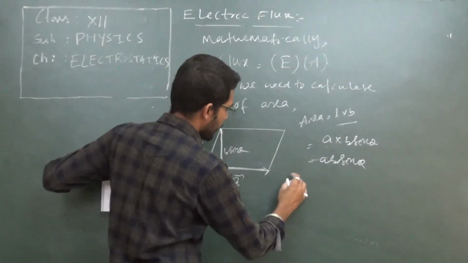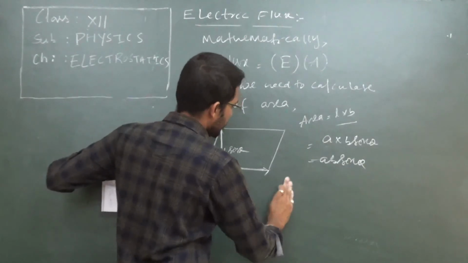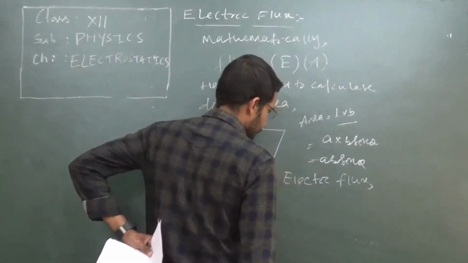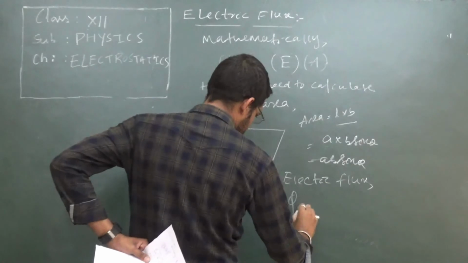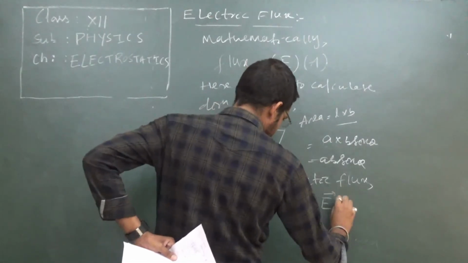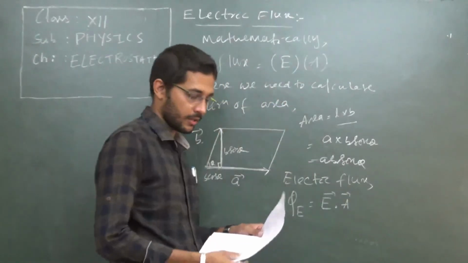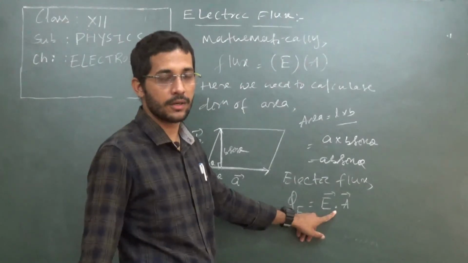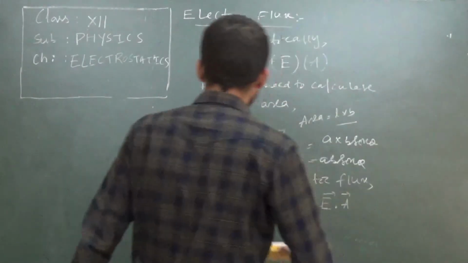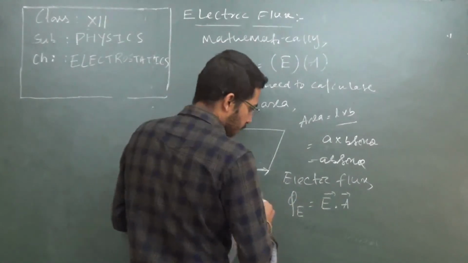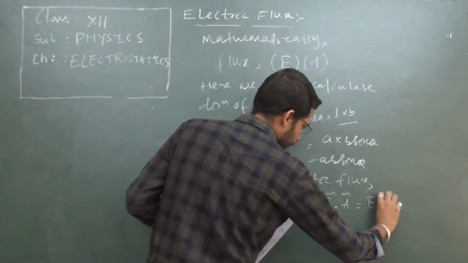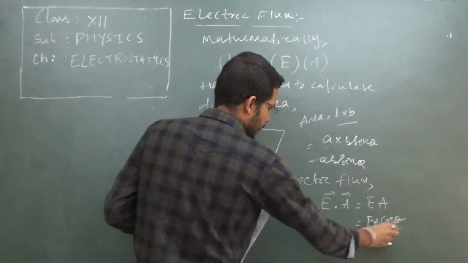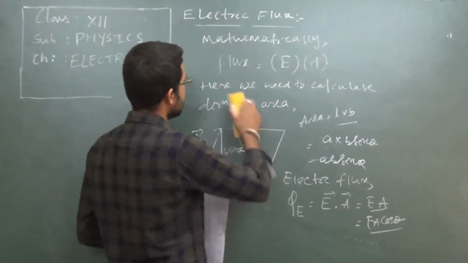This is the reason that we calculate electric flux, which is represented by the symbol phi E. It is always represented by E dot A. Now the question arises: why are we calculating this in the form of a dot product and not a cross product? So now we will draw a diagram. Always remember this one. Two formulae will come. In one case you will get only EA, and in one case you will get EA cos theta. So these two cases are different.